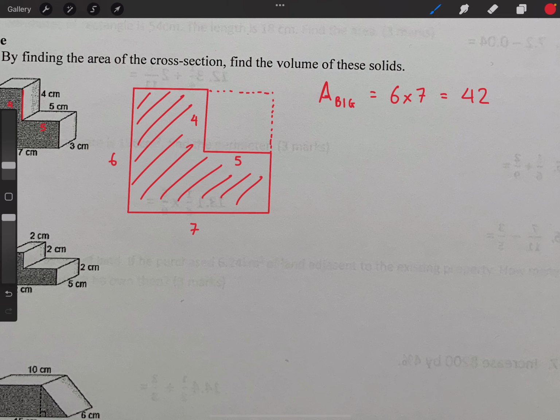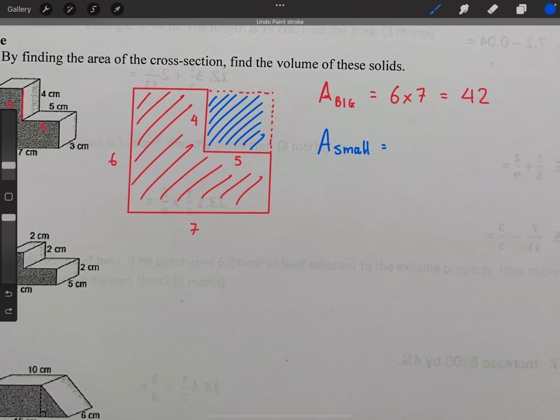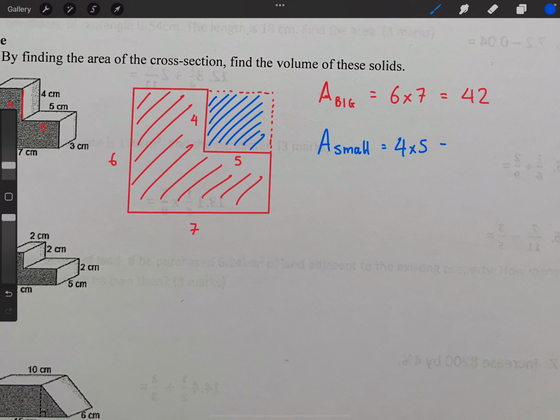Now the area of the small piece, I'm going to color that in blue. So we're looking for this area here, the piece that's been removed from the big rectangle. So area of small is equal to, what are the dimensions? You've got dimensions 4 and 5. So 4 times 5, that's equal to 20. And what do we do to these two numbers? Obviously we take it away, right? So 42 minus 20 is equal to 22 centimeters squared.